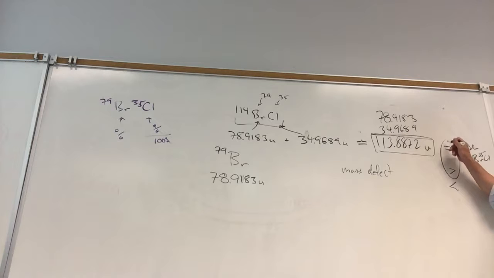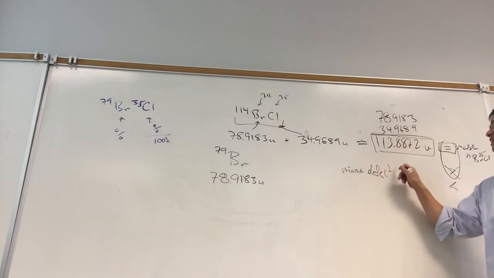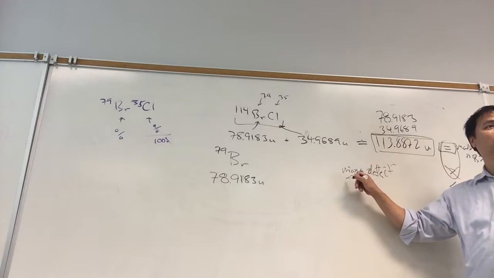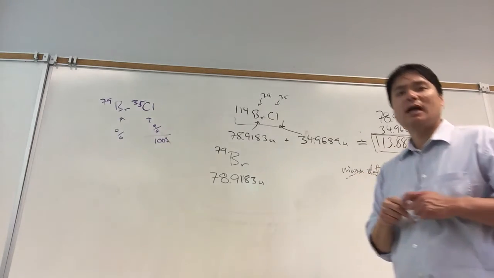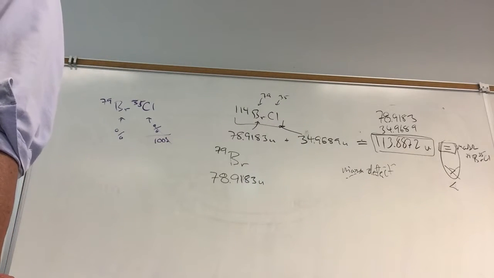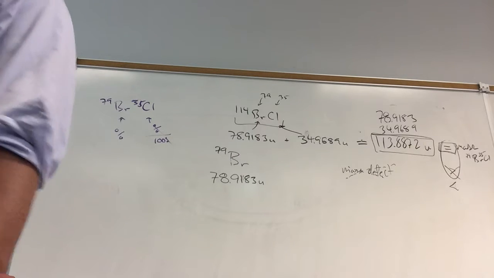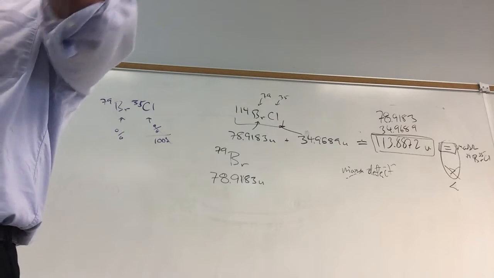The actual mass of the bromine chlorine 35 is equal to this. And so there's no mass defect that we have to worry about. Why don't we have to worry about mass defect in the bromine chloride molecule? Why does just adding up the two atoms' masses work?